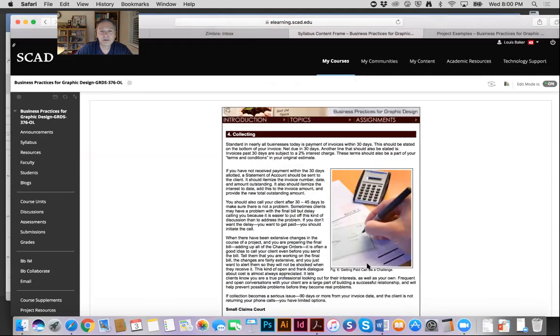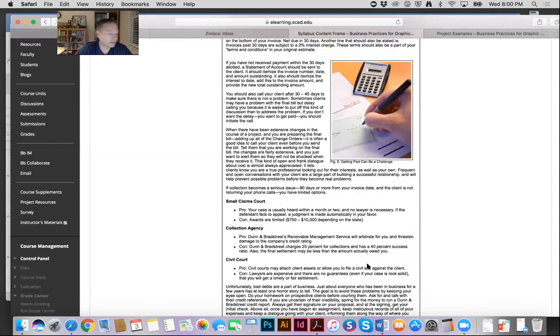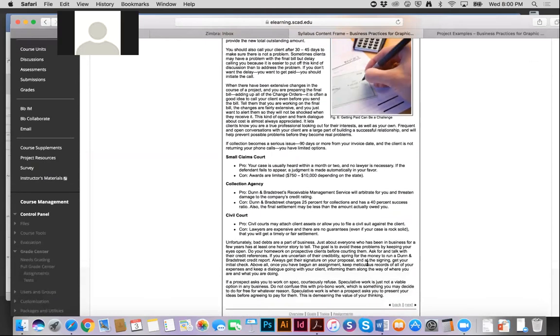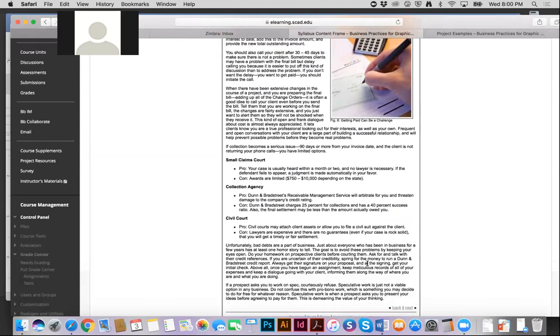Let's see. Collecting. Morgan, has anybody ever owed you money? Yes. Did you get it from them? How did you get it from them? I actually was able to get it from them, but I ended up having to go through another person to do it.